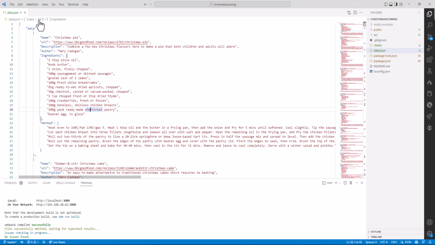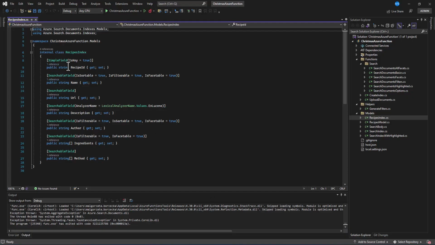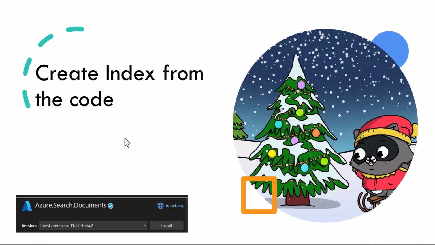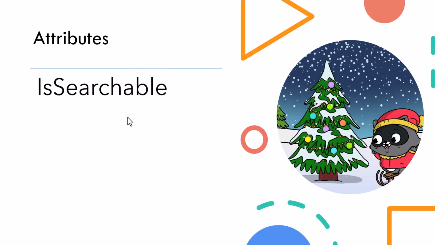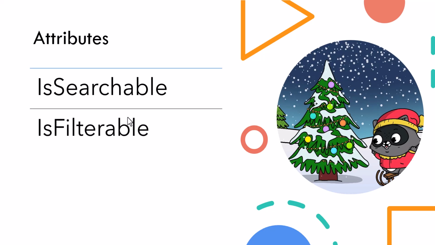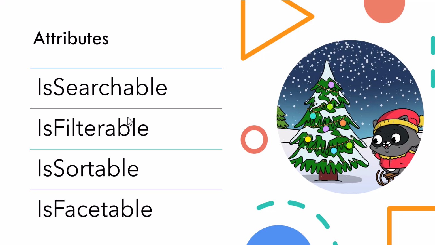The data, as I mentioned before, is name, URL, description, author, ingress, and method. Based on that, I create a model with some properties, and each of them has separate attributes. The attributes are: searchable, which marks the field as full text searchable. Filterable allows the field to be referenced in filter queries. IsSortable indicates whether the field can be used in order by. And IsFacetable is typically used in a presentation of search results that includes hit count by category.